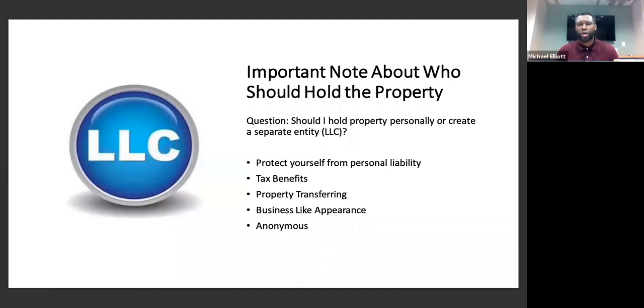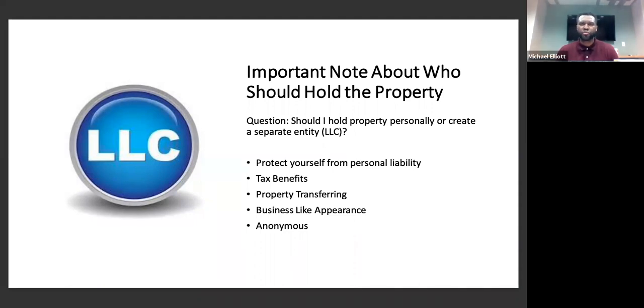So another important question that has always been brought up to me, and like Michael or Varga, should I put the property personally in my name or create a separate entity? Typically, people use LLCs or limited liability corporations. Again, you definitely want to make sure you're checking with an attorney and making sure that you are putting yourself and the business in the best entity possible. But here are some definite benefits if you do decide to put it within a separate entity like an LLC.